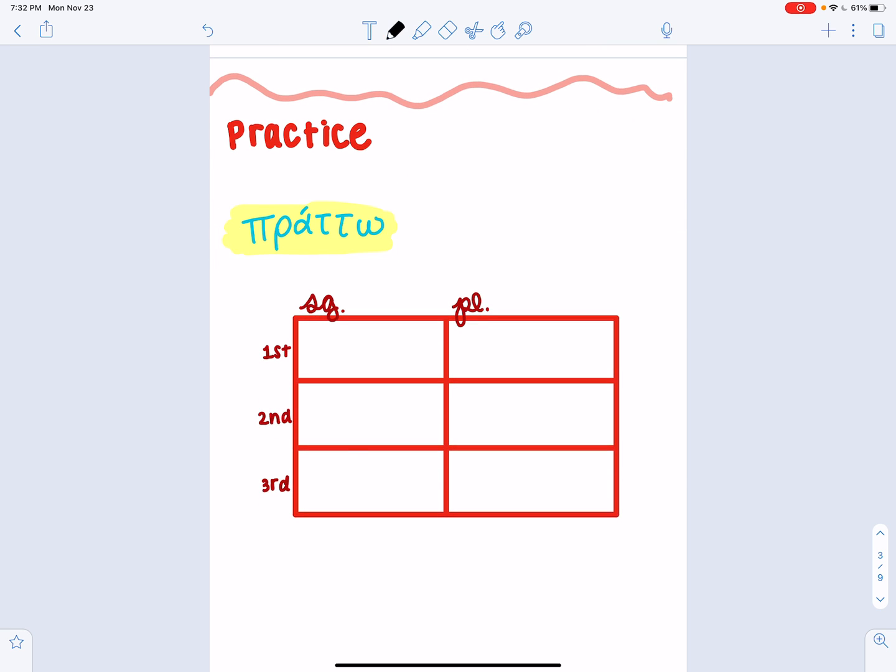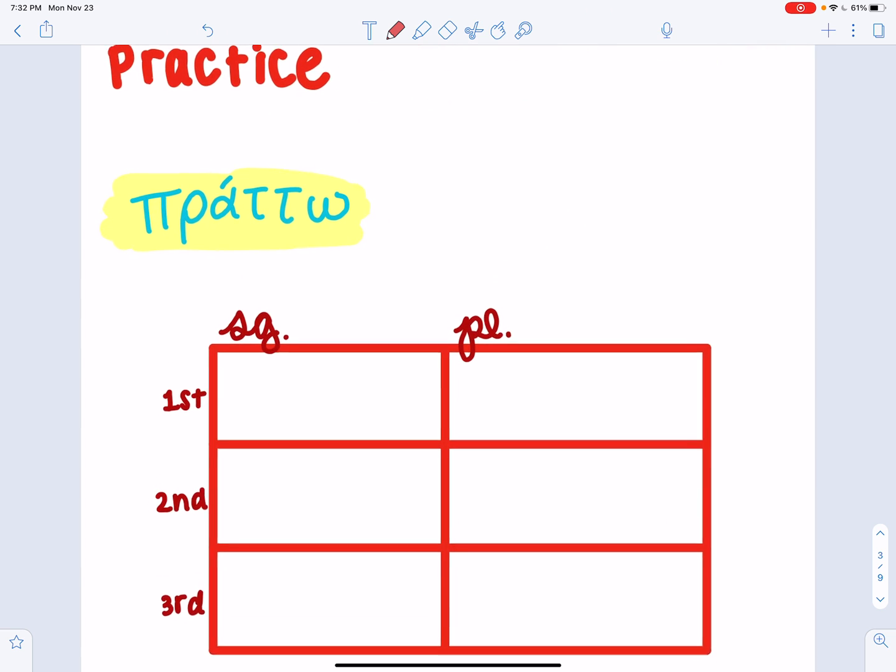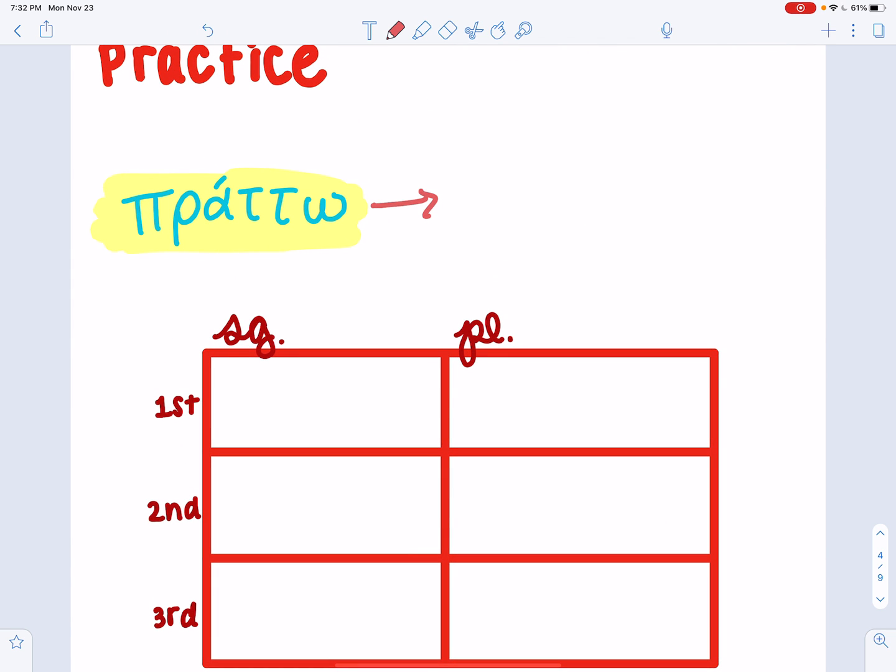So here we have a word that we've already seen before, prato. And prato means to do or act. We learned that a couple lessons back. So now let's try to make it imperfect. We're going to start by putting on our augment, or really our epsilon on the front. Because here, prato starts with a consonant, so all we've got to do is add that epsilon. None of those rules we just spent time going over. So far we have eprato.